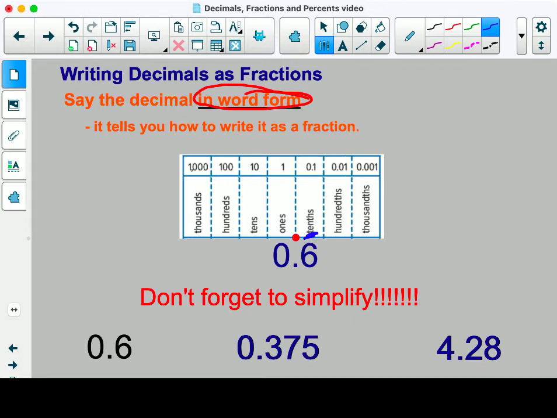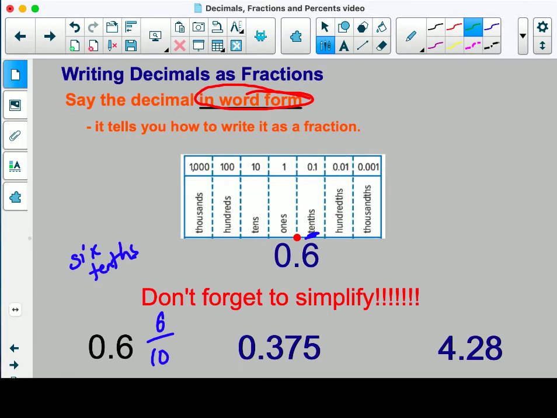So I say it as 6/10, meaning 6/10. Then, like any other fraction, don't forget to simplify. 6 and 10 can each be divided by 2, and I get 3/5. Okay.